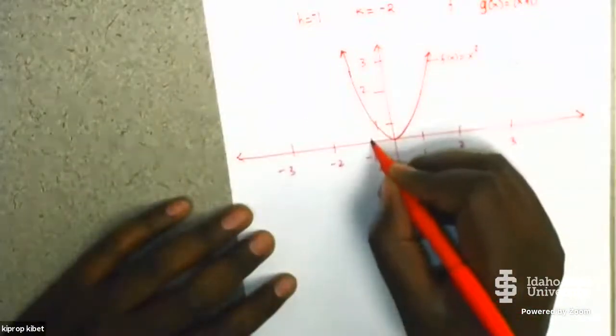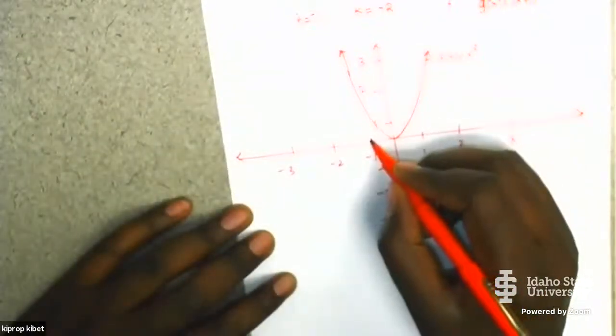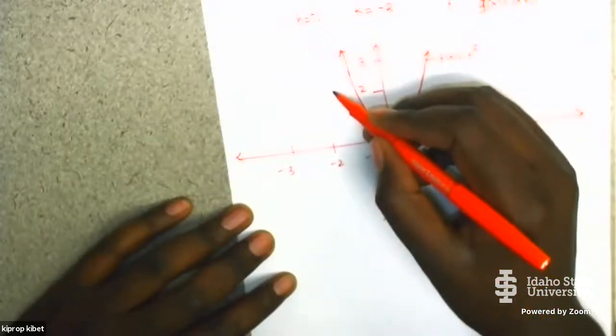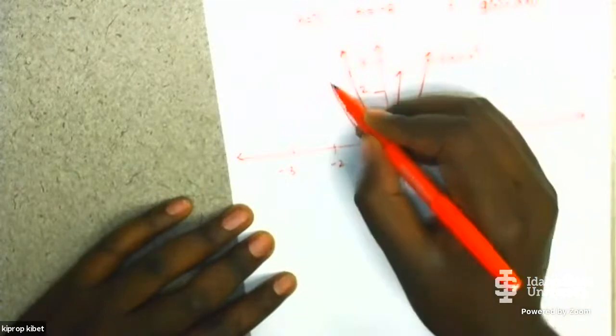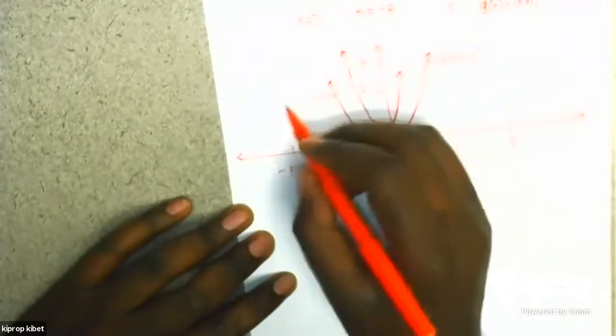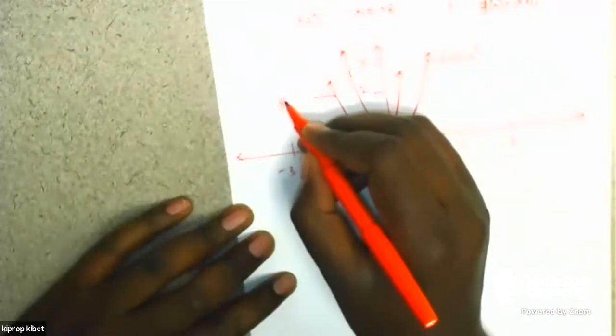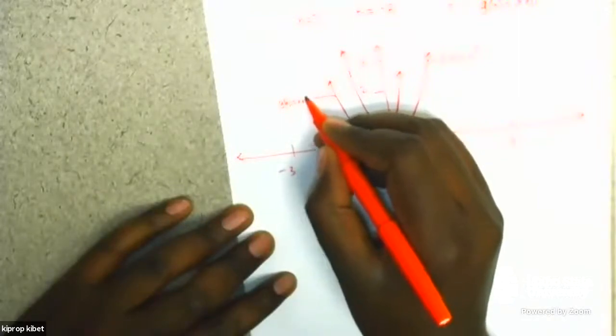So it means the turning point will be here, and therefore it will just come up. So this is our g of x equals x plus 1, and then this square.